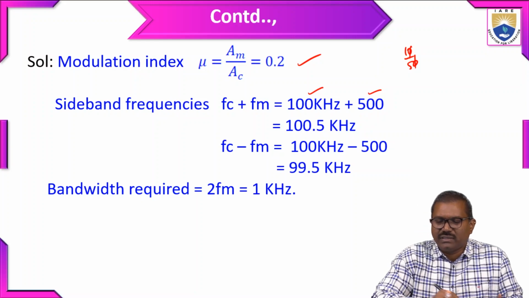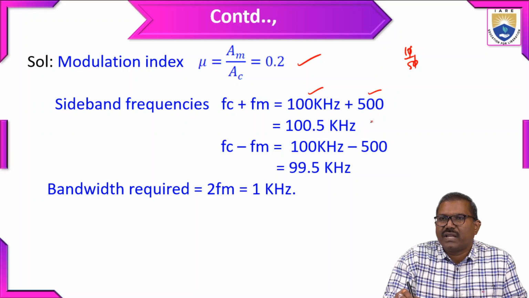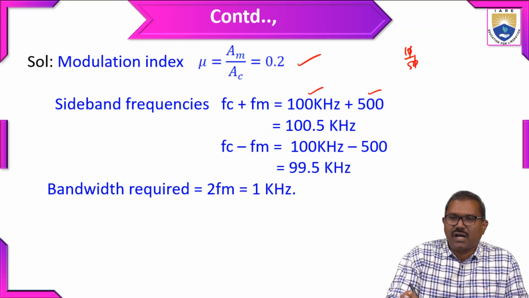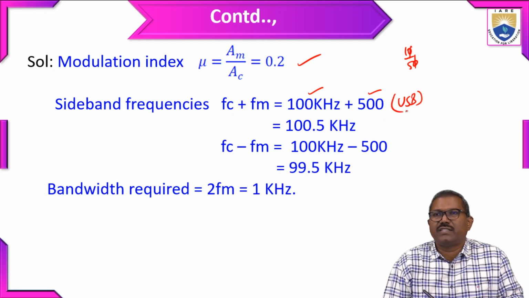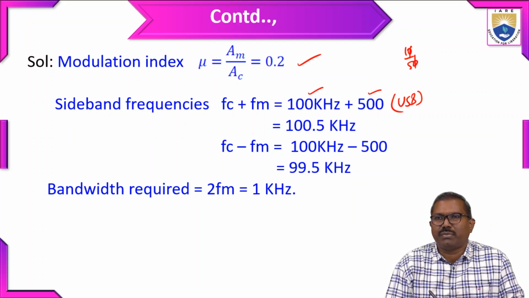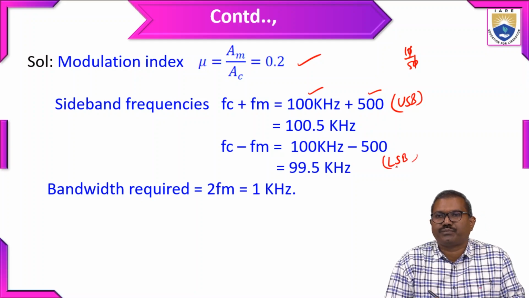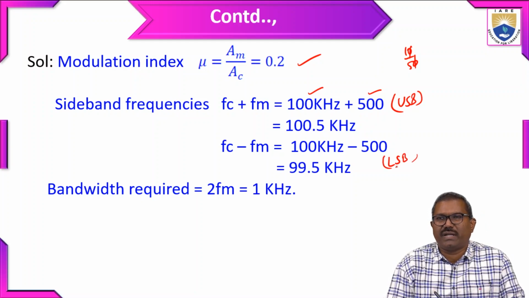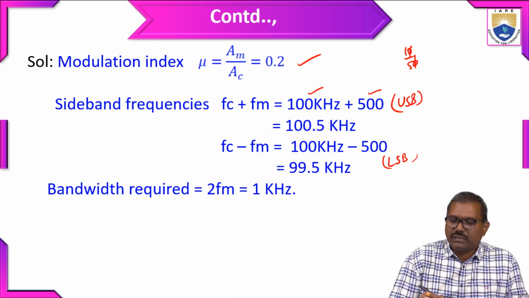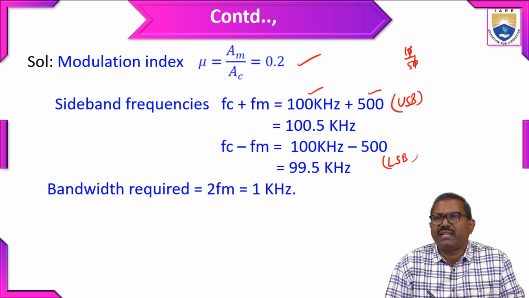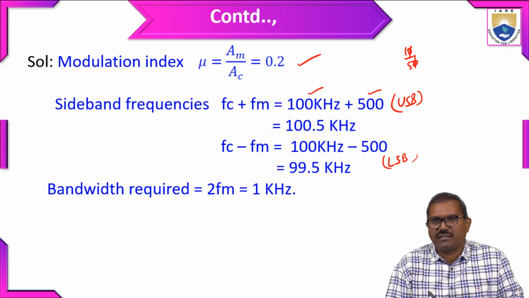So one sideband frequency is 100.5 kilohertz, and this is the upper sideband, simply called USB. And another is the lower sideband, fc minus fm. That is 100 kilohertz minus 500, which is equal to 99.5 kilohertz.